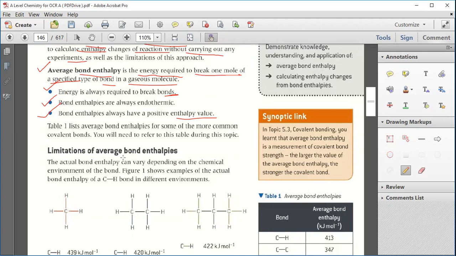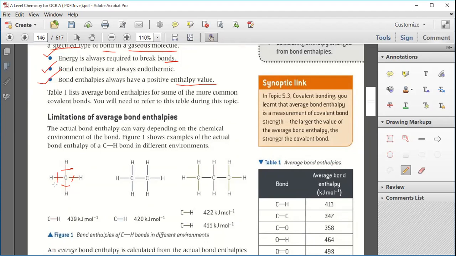Now you will see it. As I have given this example CH4, the actual bond enthalpy can vary depending upon the chemical environment of a bond. For example, if you see figure 1, the example is the CH bond. Now in this case, there are 1, 2, 3, 4 CH bonds. Fine. The average CH bond energy in this compound is 439. In this compound, it is 420. In this compound, it is 422 and 411.